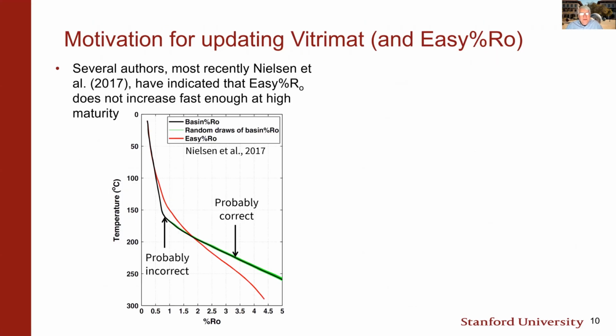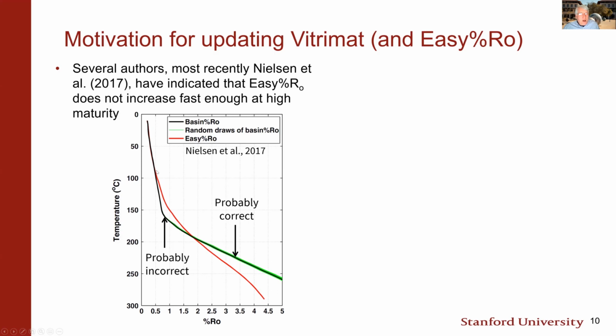Now, a few years ago, Søren Nielsen and co-workers brought back this idea that the break in slope of calculated reflectance versus depth was not strong enough for Easy%Ro. And this is not really new. Ulrich Ritter, a few years after the Easy%Ro model was published, made essentially the same comment and had a proposed algorithm, but most people still use this algorithm. Well, this paper brought this question back to the fore.